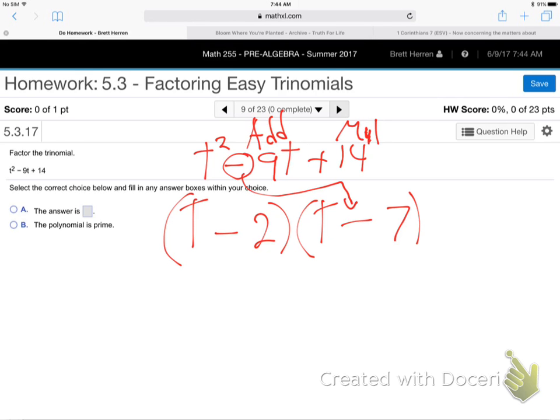I did it with the bigger positive and it didn't work and it bugged me. Yeah, that doesn't work. That's right. That should bug you. Good. Cranking these out. These are the easy trinomials.